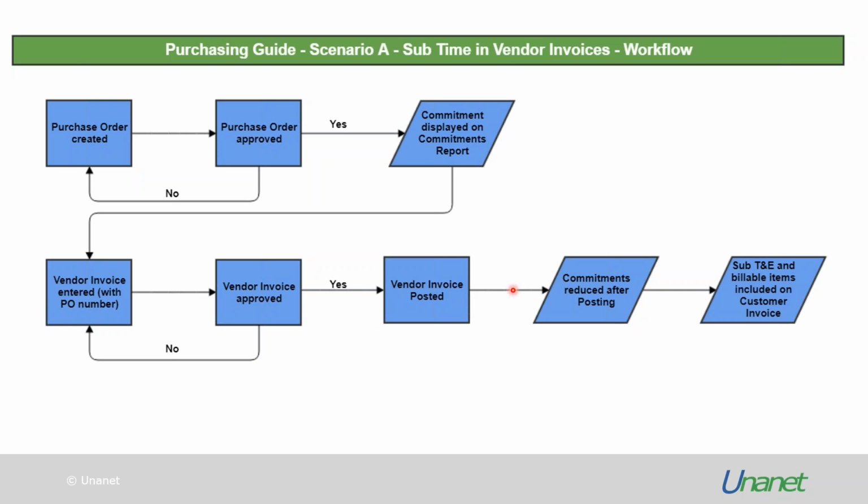And when you do that, the value of that vendor invoice is going to come off of the purchase order as a commitment, and it's going to reduce that purchase order commitment. What's really nice is that at the end, we're going to be able to create customer invoices that show the subcontractor's time and expense and the billable item information directly on that customer invoice. So subcontractors' names, labor categories, rates, and hours, and expense information is going to be able to show up directly on the customer invoice, and that will not have to be a user within the system.